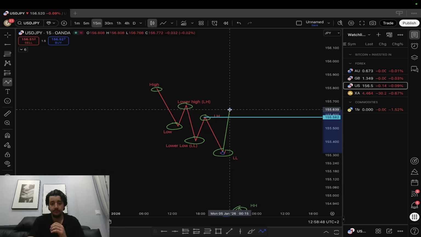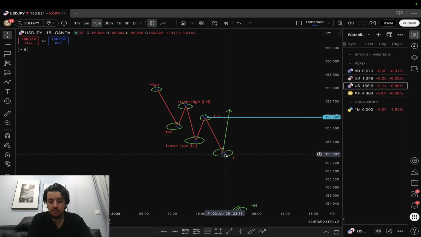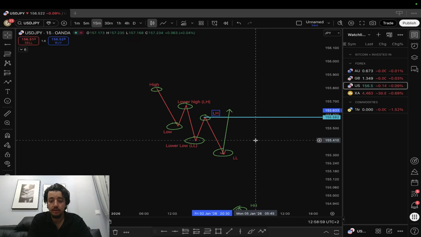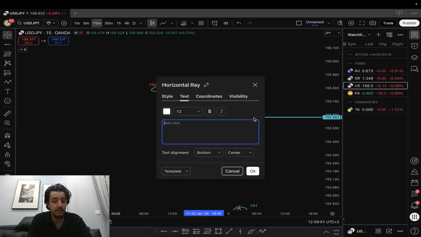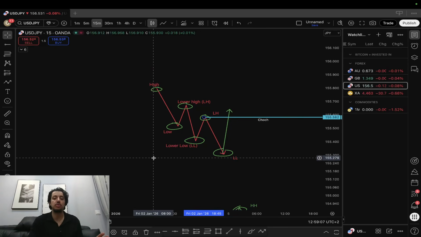Okay? So, as you can see, when in a downtrend a candle came to close above the most recent lower high, this right here is called what? It's called change of character. And here, this shows us that, okay, we switched the trend now from a downtrend to an uptrend.